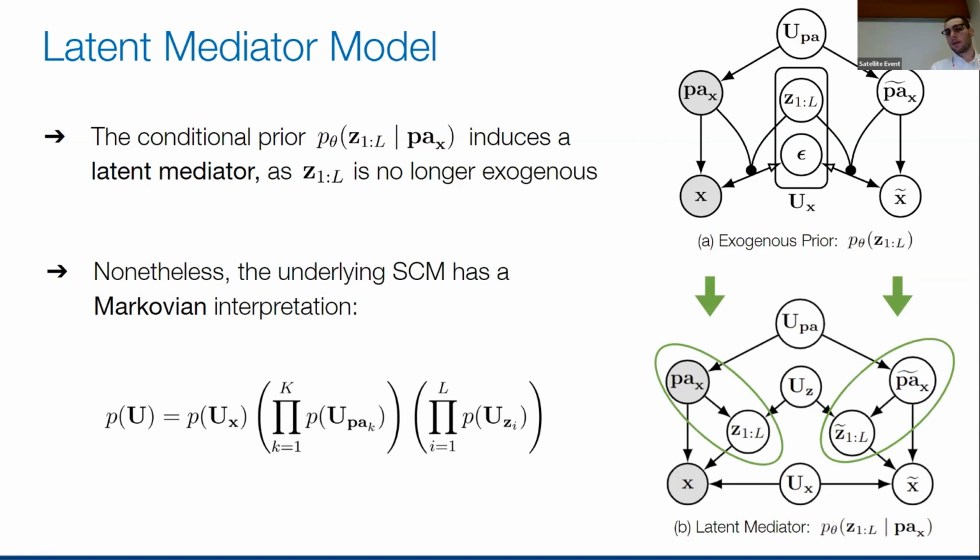So on the right-hand side here, we have what's called a twin network diagram of both the exogenous prior setup and the latent mediator setup. On the left-hand side, we have observed parents and observed images X. On the right-hand side, we have the counterfactual parents and counterfactual images that we do not observe. And the crucial thing to note is that they both share the same exogenous noise components.